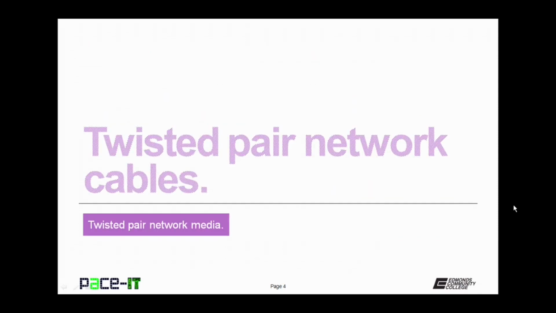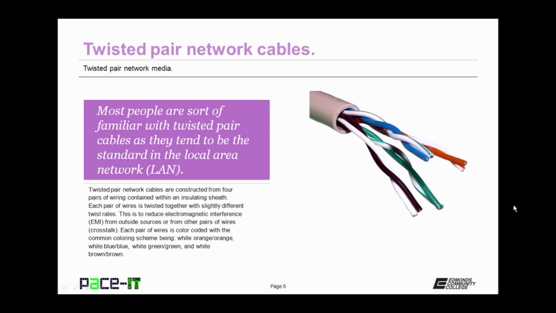So let me begin by introducing you to twisted pair network cables. Most people are familiar with twisted pair cables. Why? Because they are the standard in the local area network. They are the Ethernet cables. Twisted pair network cables are constructed from 4 pairs of wiring contained within an insulating sheath.